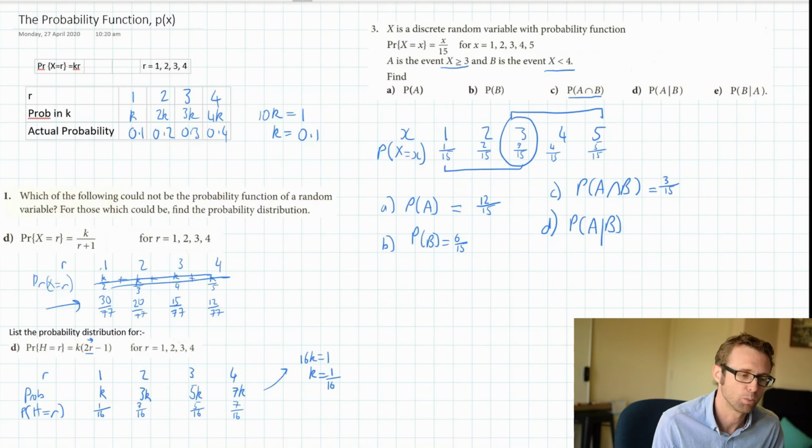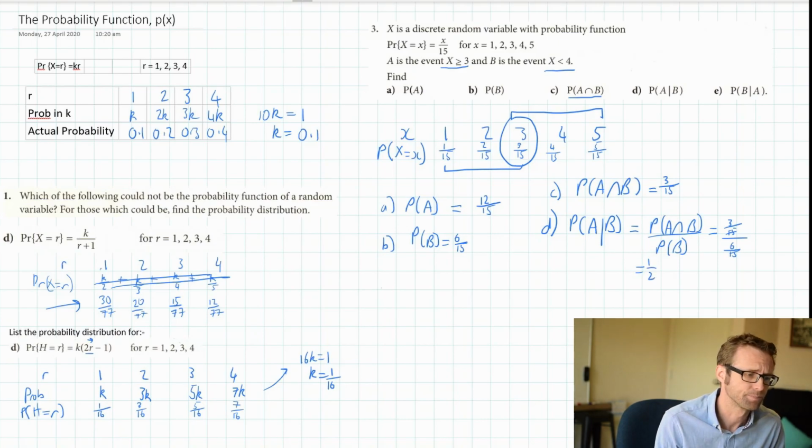Next, D. We need to find the probability of A given B. Now this is your conditional probability, and you know the formula for that. You want probability A intersection B all over probability of B. In our case, what we have here is 3/15, which we got from part C, and divide that by the probability of B, which we got as 6/15. You can see that your 15ths are going to cancel out, so you get 3/6 or you could say 1/2.